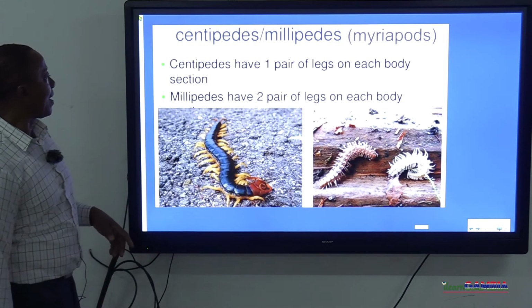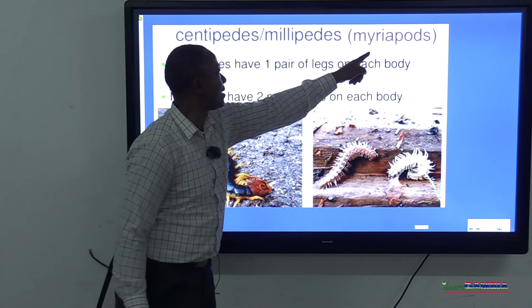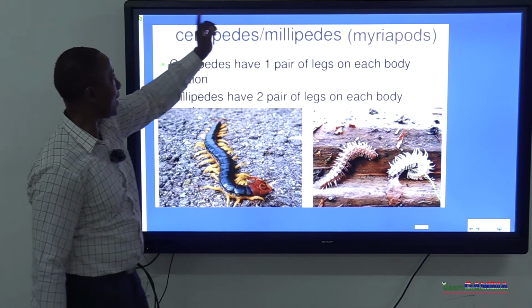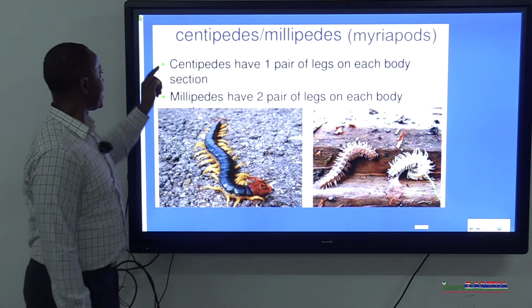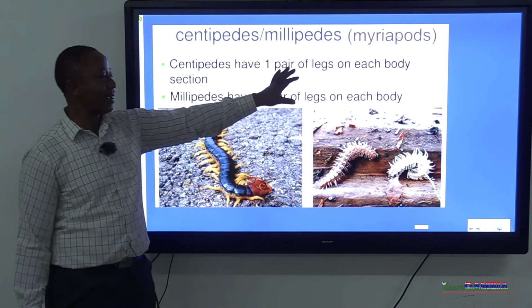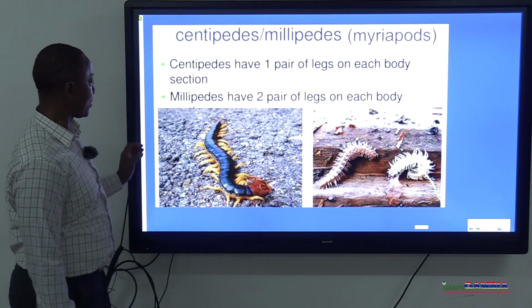And then we have the myriapods. That is the group to which the centipedes and the millipedes belong. Now, what is common here? Centipedes have 1 pair of legs on each body section.